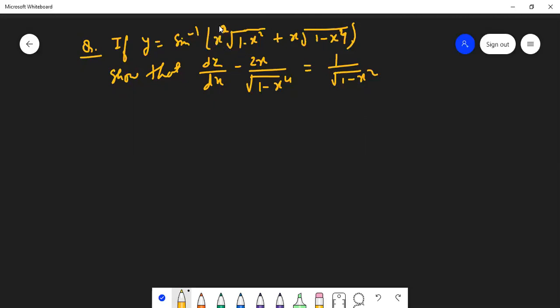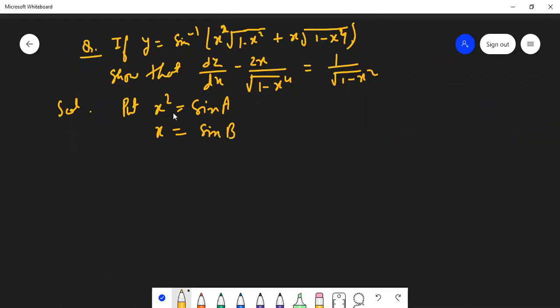I observed that if this is sine A cos B plus cos A sine B, then we can get a sine function inside. So we will do a substitution. In the substitution we will put, say, x squared is equal to sine A, and x is equal to sine B.